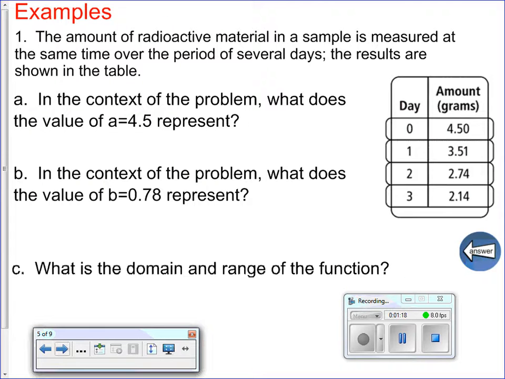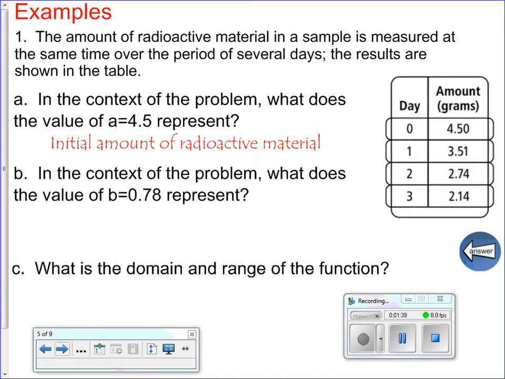So some examples. The amount of radioactive material in a sample is measured at the same time over a period of 7 days. The results are shown in the table. In the context of the problem, what does the value of a, 4.5, represent? Well, that's our initial amount of radioactive material. That's how much it starts with when we're measuring.